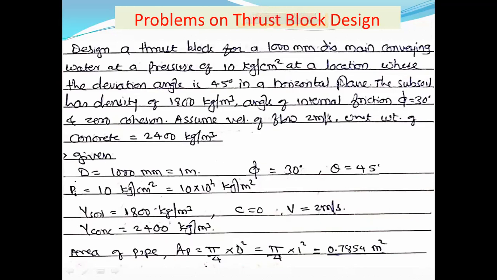Now, let us find out the value of thrust exerted by the water. Before that, one more quantity has been written here. Area of pipe. You can find this afterward also, but just write down that area of pipe A_P is equal to pi by 4 into d square, 0.7854.